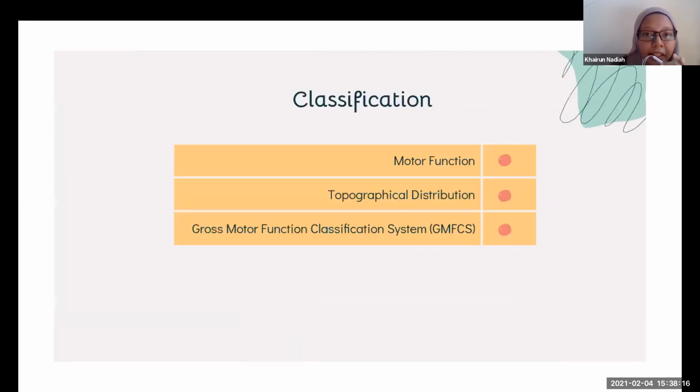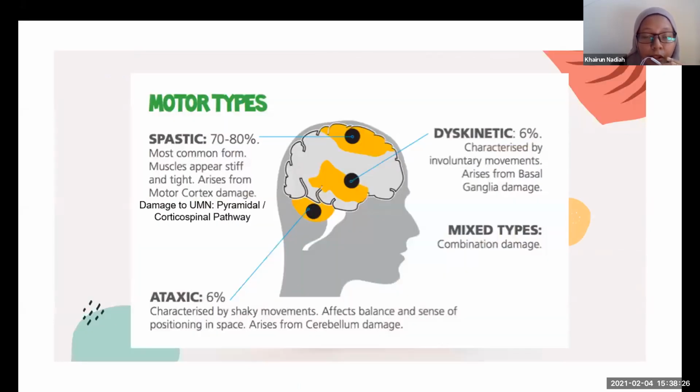So for the classification, I put three: the motor type, the topographical distribution, and the gross motor function classification system. For the motor types, we have four. First one is spastic. Spastic accounts for about 70 to 80% of CP, and it occurs due to damage of the pyramidal or corticospinal pathway. The person may present with stiff and tight muscles.